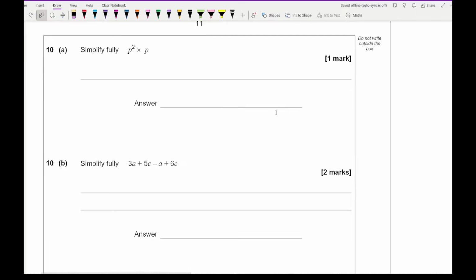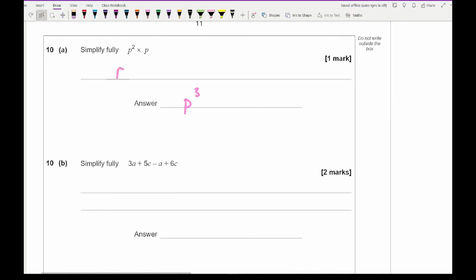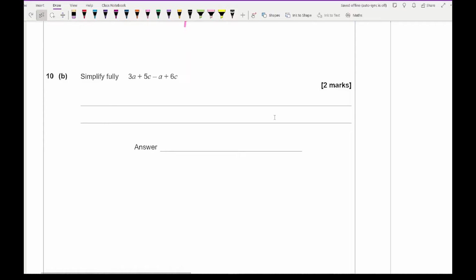Moving on to question 10a, it says simplify fully p squared times p. So this is going to be simply p cubed. Let me just explain why that is. p squared is p times p, multiplied by another p, and we've got 3 p's being multiplied together.